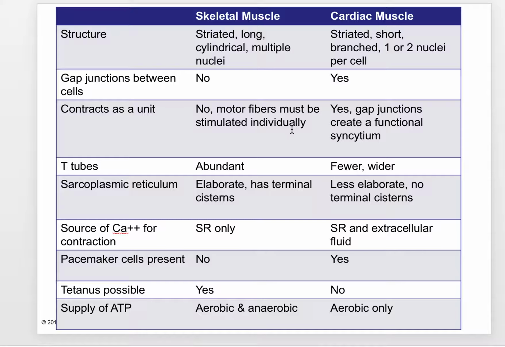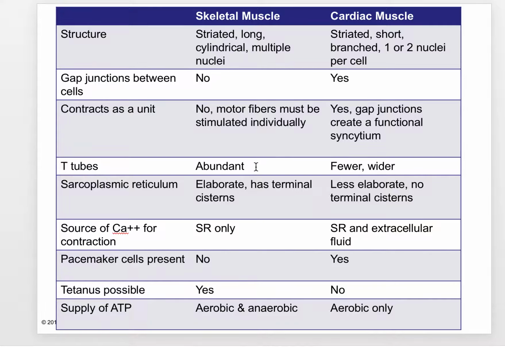So when you want to contract your biceps, all the muscles of the biceps don't contract at the same time. It depends on how much power is needed, but certain muscle cells are recruited to perform the function that's necessary to pick up that object that you might be picking up in the hand. Whereas in the heart, there's gap junctions that create a functional system, which basically makes the heart beat as a functional unit.